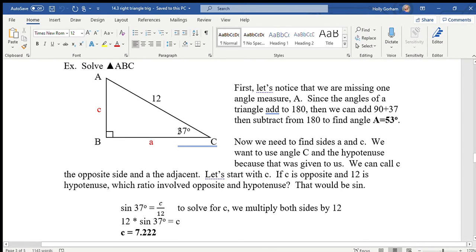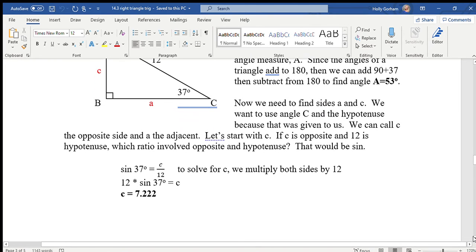From 37, C is on the opposite, 12 is on the hypotenuse. Going back to the ratios, what uses opposite and hypotenuse? That would be the sine ratio. So what that means is sine of 37 is equal to C over 12, opposite over hypotenuse. Because we could also read that as C divided by 12, then to solve for C, we just multiply by 12. And on your calculator, if you press 12 sine 37, that'll give you 7.222.